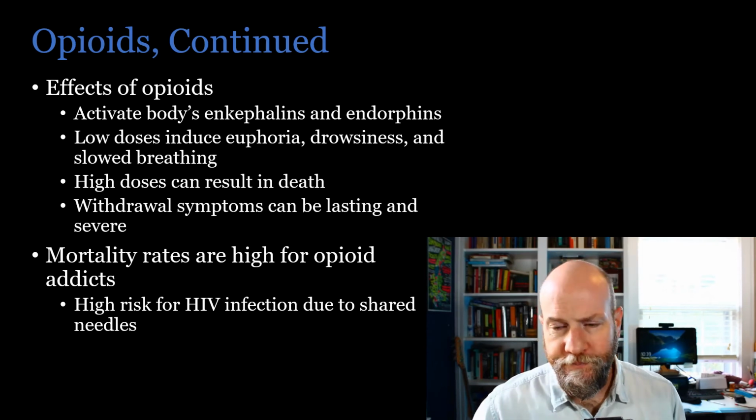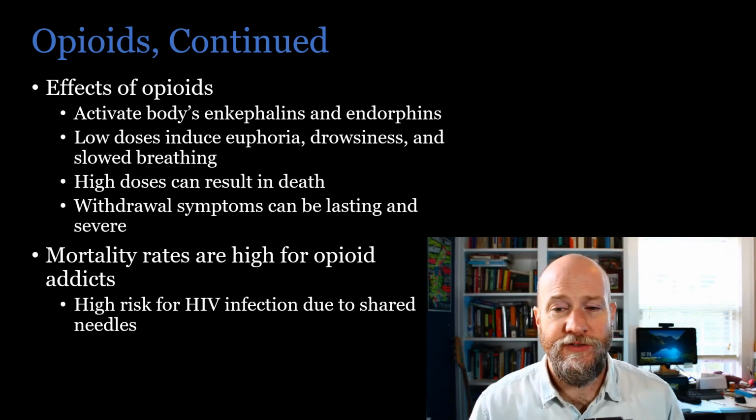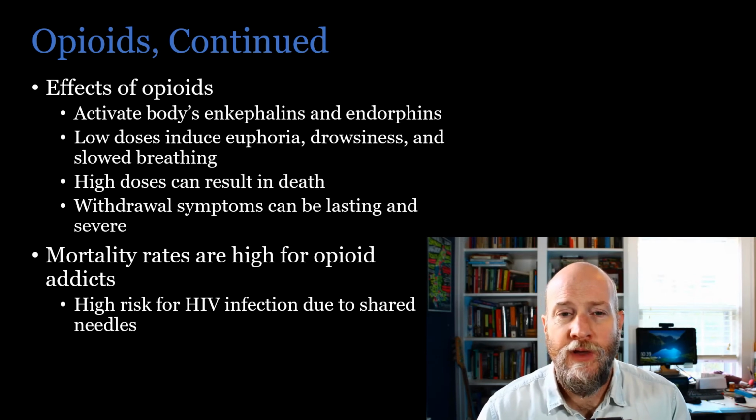So, as I mentioned, there are these endogenous opioids in the body, the enkephalins, the endorphins, and opioids simply lock into these same receptors and affect the brain in that fashion. So low doses of opioids induce euphoria, drowsiness, and slowed respiration, which is why we use them extensively in hospice for people that have cardiovascular disease or respiratory disease, who are having a hard time breathing.